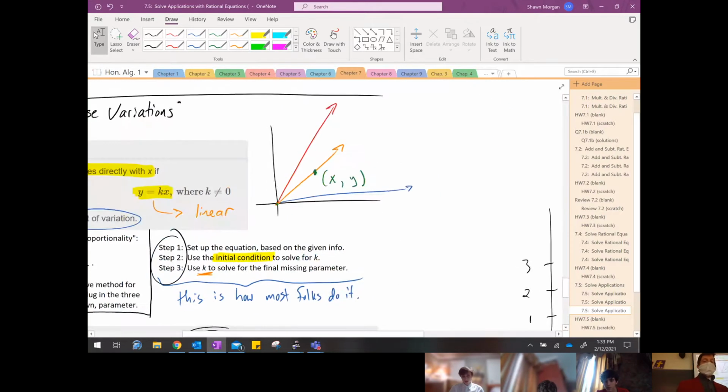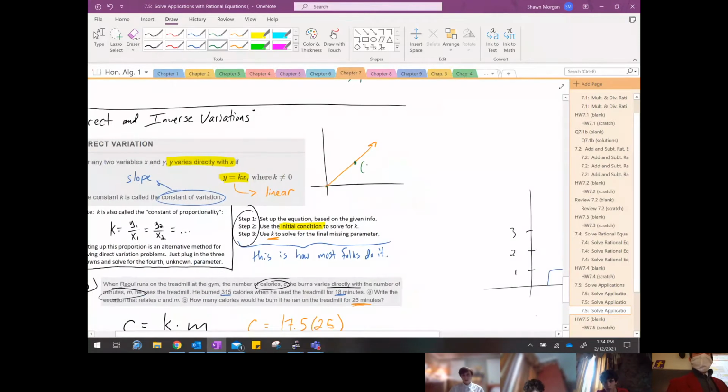Now, visually, again, speaking visually, what we just did, check this out up here, guys. We were given an initial condition, weren't we? We were told that at 18 minutes, he burns 315 calories, okay? And then we came back and we said, all right, well, how many calories would he burn if he ran for 25 minutes? So we took the information that we were given, and then in that third step, we extrapolated some additional information, like how many calories he would burn going 25 minutes. And you could do this on and on and on.